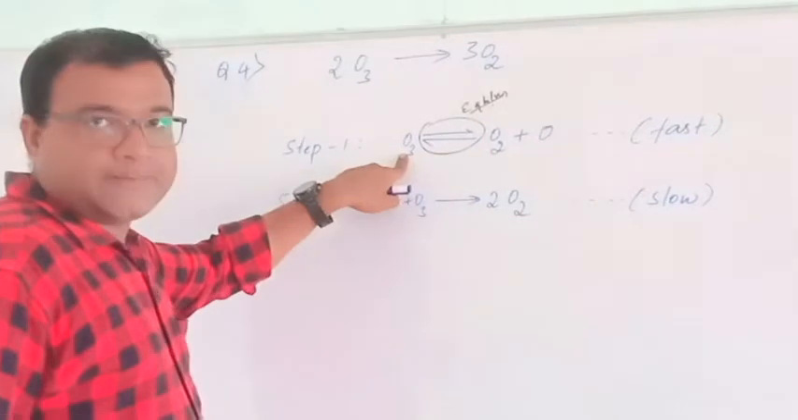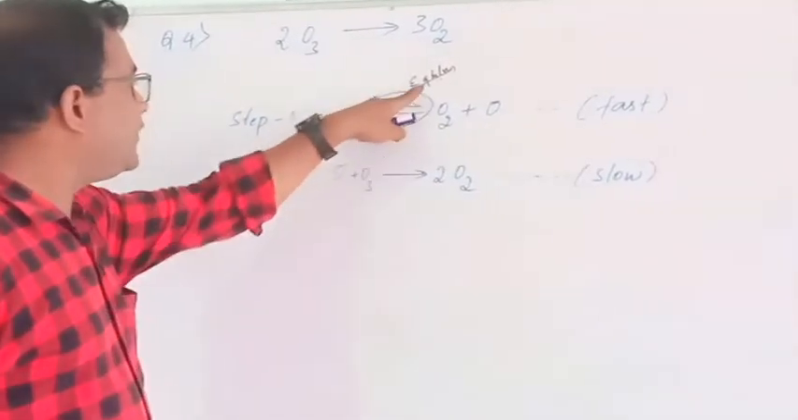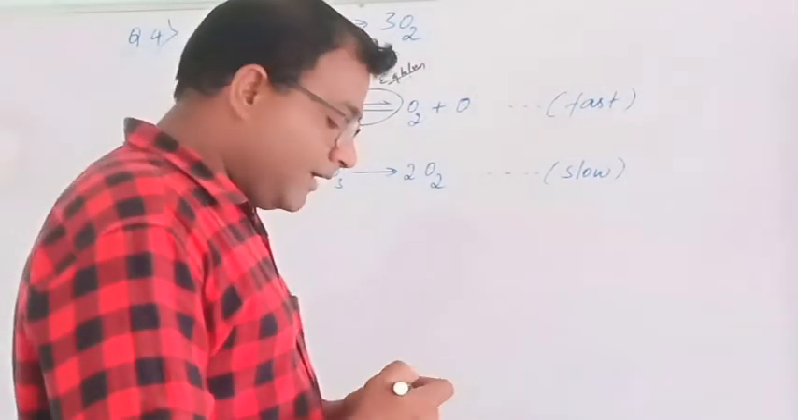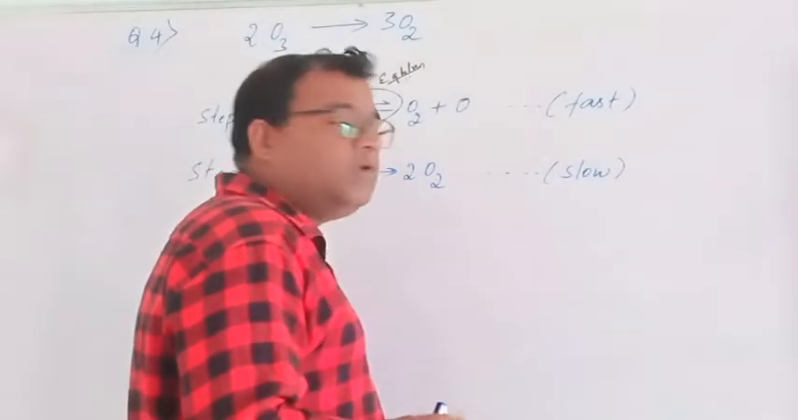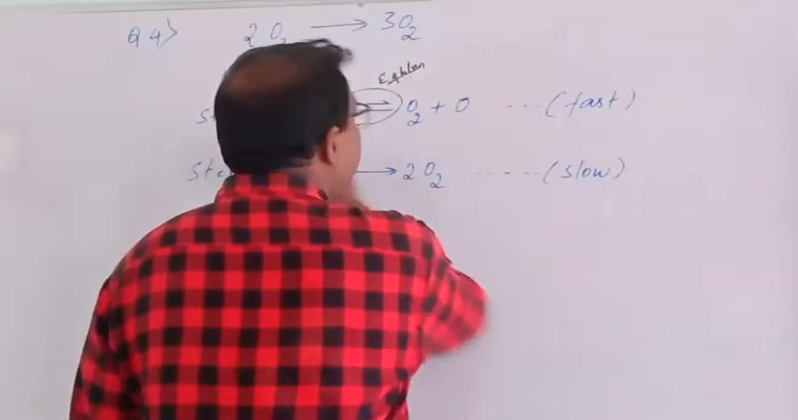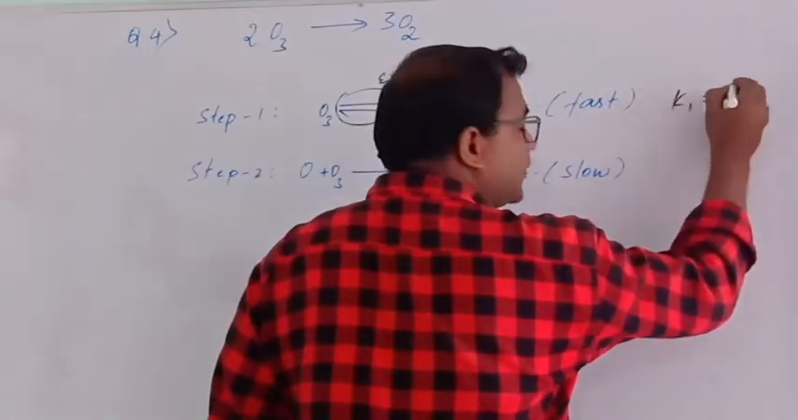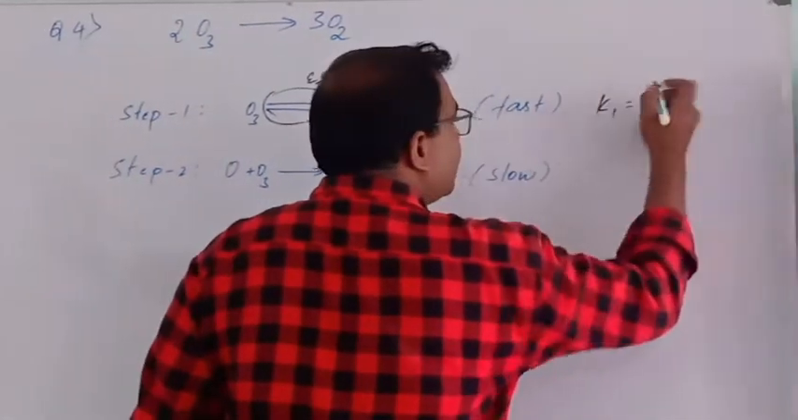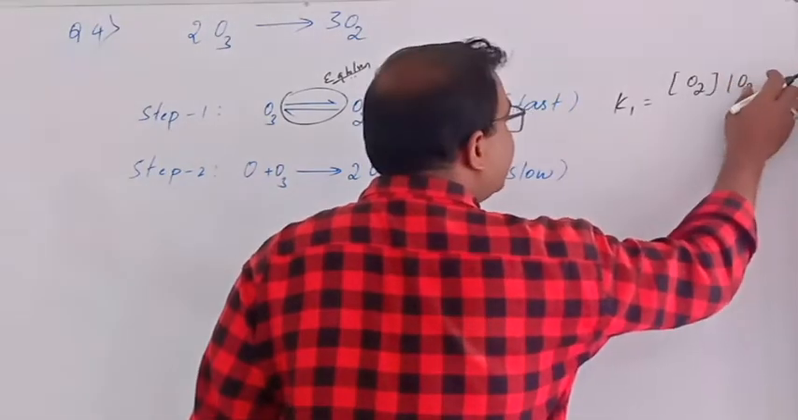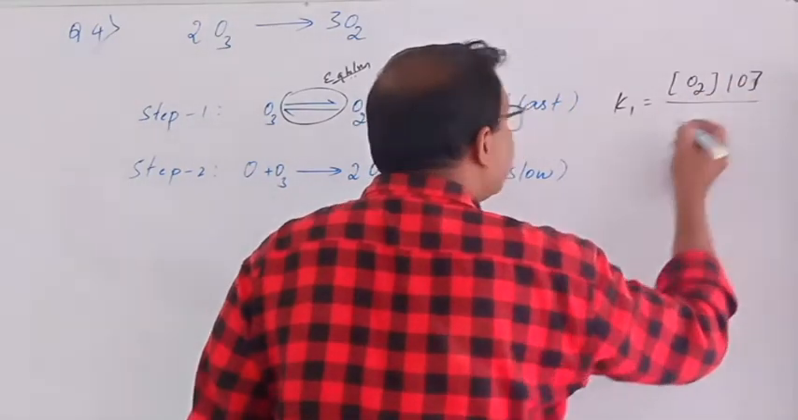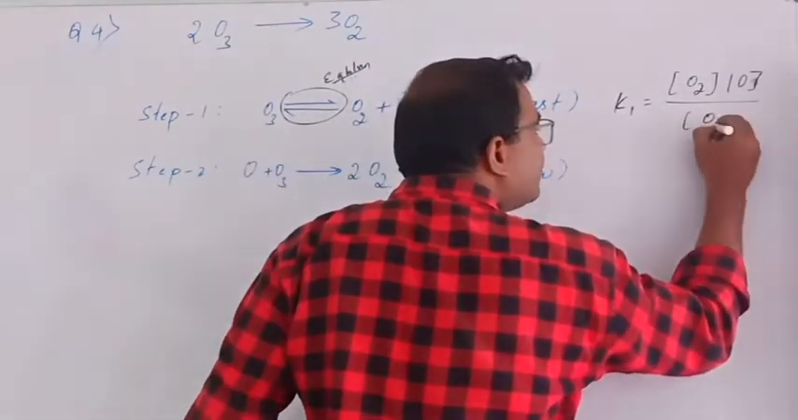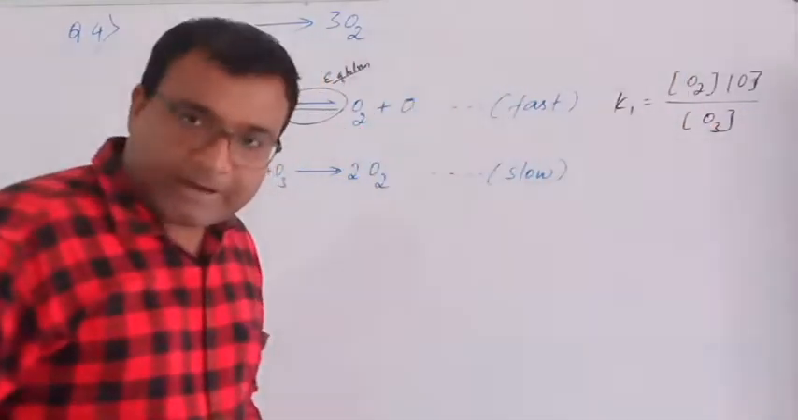It is indicated O3 equilibrium. For this we cannot apply the rate law. So what to apply? We can apply just the equilibrium constant. In the sense, this is equation number 1. So K1 equals molar concentration of the product by molar concentration of the reactant, O3. You can apply it like this.